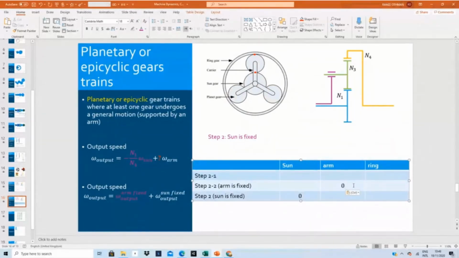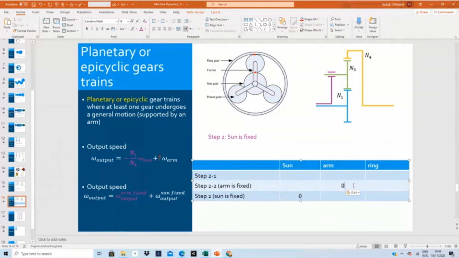Now, if the sun is fixed, okay, I would like the sun to be fixed. So I want to see the effect of the arm. And this is what I have already established.